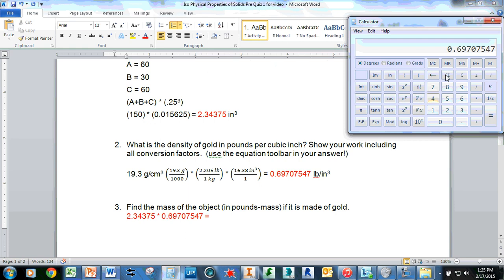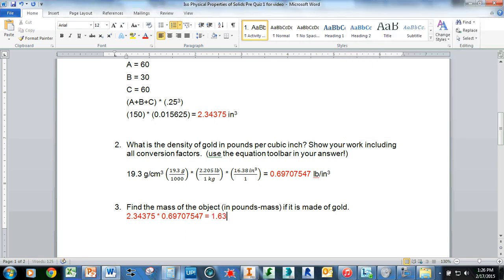So as I come back up here, we have this very large sig fig. And I'm going to multiply that times 2.34375. And our total weight of our object is 1.633. We could do 1.634. Let's go ahead and round it. 1.634 pounds. And that right there is your total mass of the object.